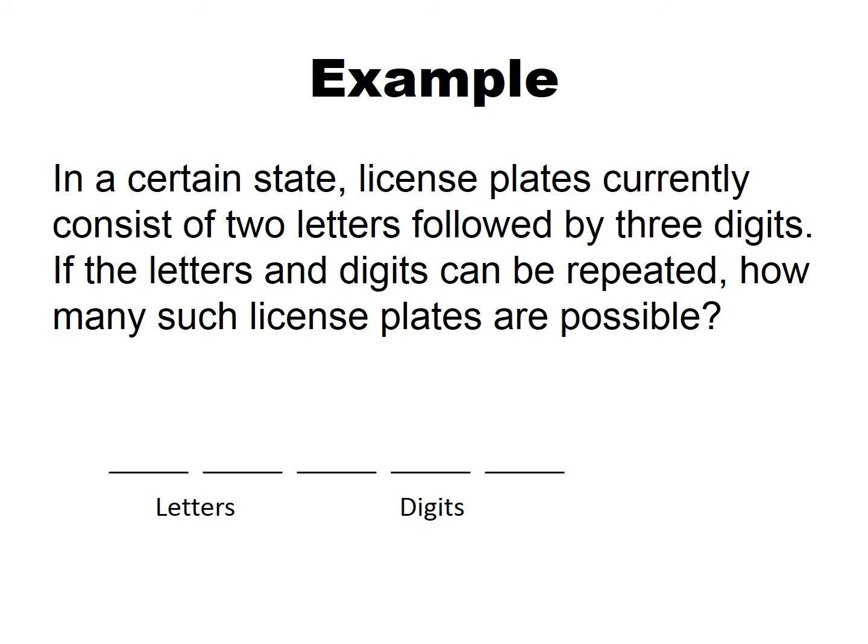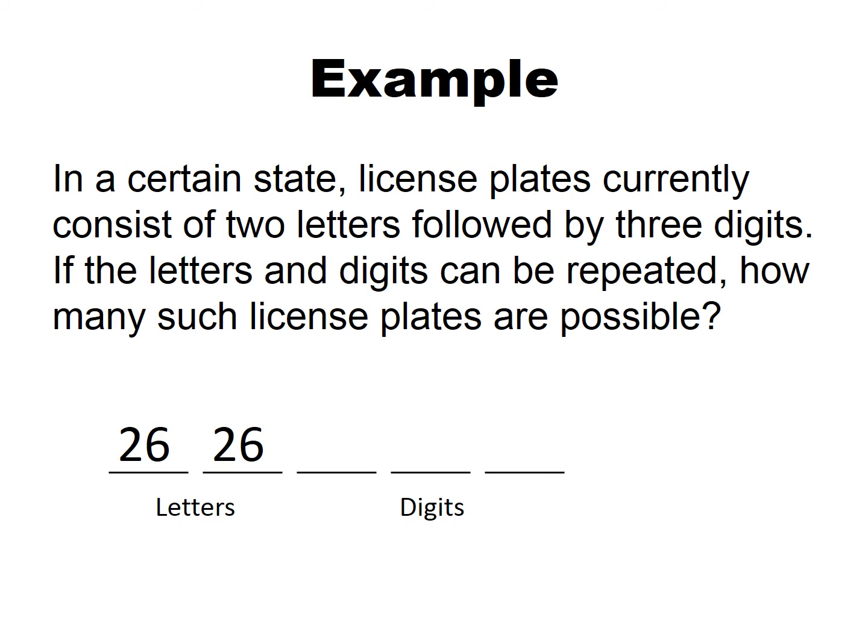So when I select a license plate, I've got to choose the first letter, the second letter, and then the first digit, the second digit, and the third digit. So I ask myself, well, for the first letter, how many different possibilities are there? Well, there's 26 different letters. Now I ask myself the same question for the second letter. Well, the letters can be repeated. So if my first letter is an A, the second letter could also be an A. So there's still 26 letters to choose from.